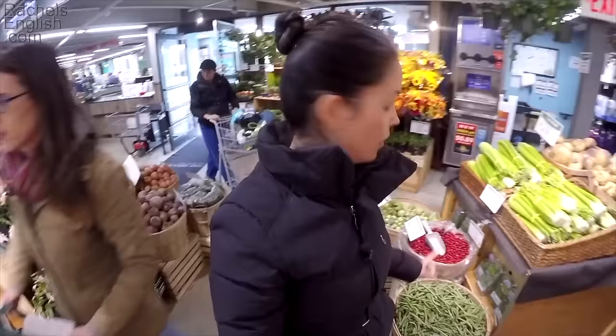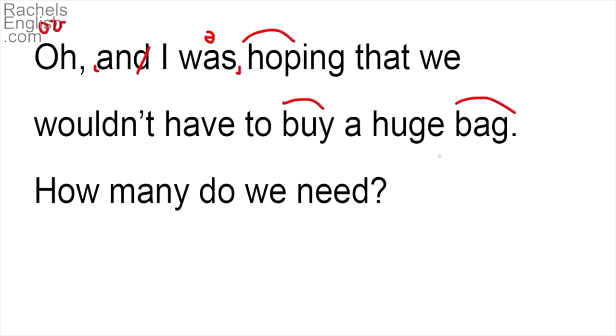And I was hoping that we wouldn't have to buy. That we wouldn't have to buy. What's happening here? We have that we wouldn't have to, and then a little bit longer on by. So how are we saying these words so quickly? The word that, we reduce the vowel to the schwa so that we can say it more quickly. That. Stop T.